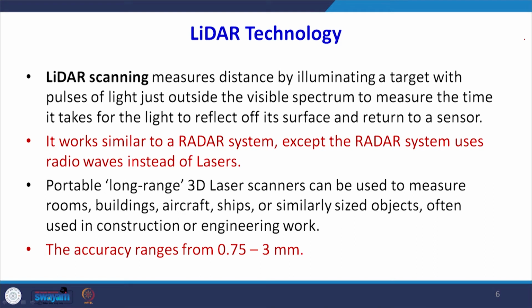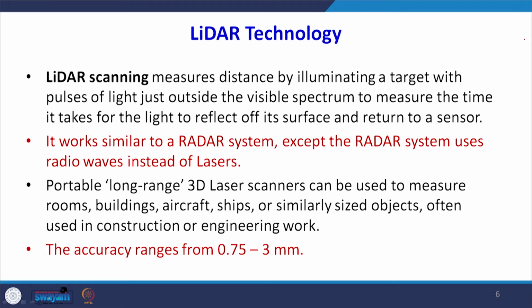As we know, the distance is calculated by knowing the velocity of the spectrum, which is in the visible part, the velocity of light multiplied by the time. So, we can get the distance. Some of the instruments can measure the phase difference. That phase difference is also used because the time measurement may not be that accurate. So, phase difference is also used to calculate the distance.